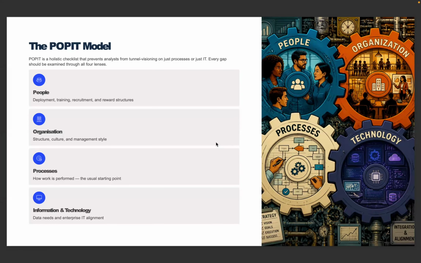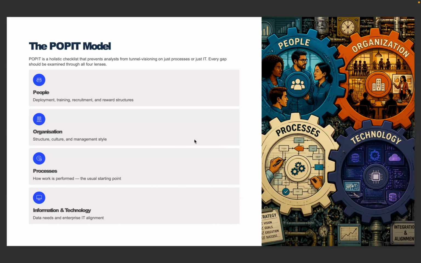For example, if a process is slow, the solution may not actually be to change to a new process. It could be that we need proper training, approvals, or it could be the way the organization works. That's why we need to also work with the POPIT model to understand these factors properly.